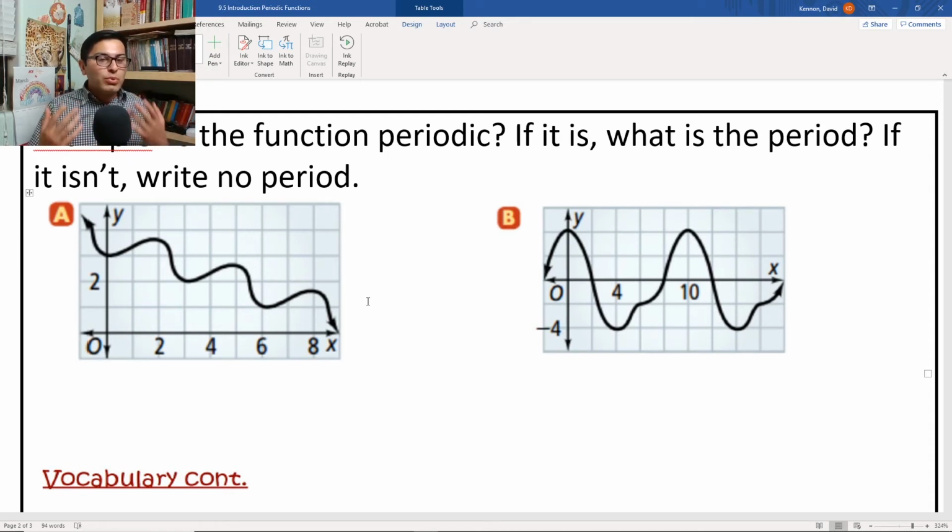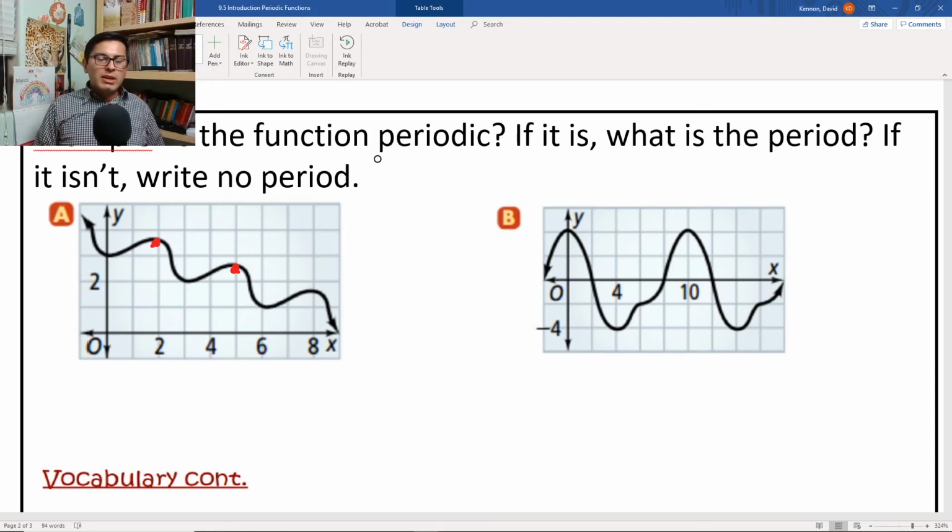Visually, this looks pretty close to a periodic function. But see how it's going down? That means that this y value is different than this y value. Right at the spot that you would think that it would start to repeat, it's a completely different y value. And that kind of disqualifies it from being a periodic function. So, this is not going to be a periodic function.